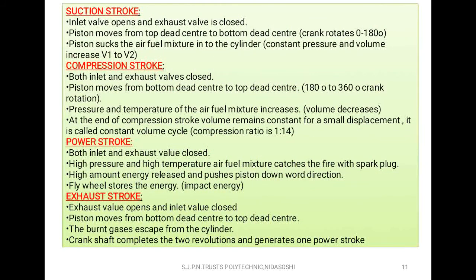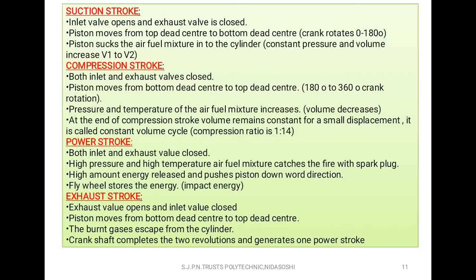Suction stroke: the inlet valve opens and the exhaust valve is closed. As the piston moves from top dead center to bottom dead center, the crankshaft rotates 180 degrees. The piston movement increases the volume inside the cylinder, which creates a suction pressure. The piston sucks the outside air-fuel mixture into the cylinder, and constant pressure is maintained. These three processes happen during the suction stroke.